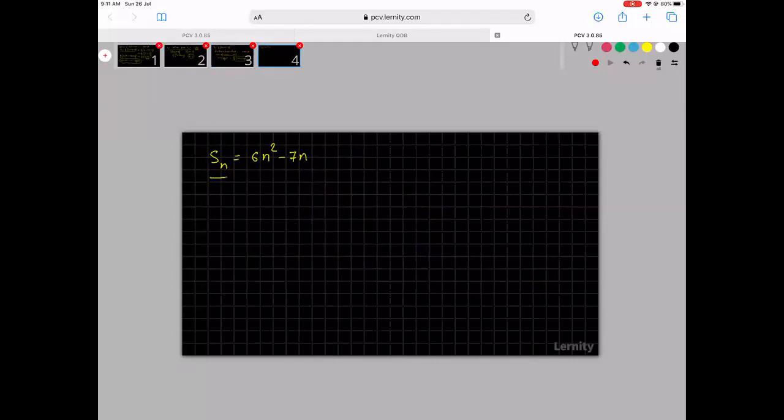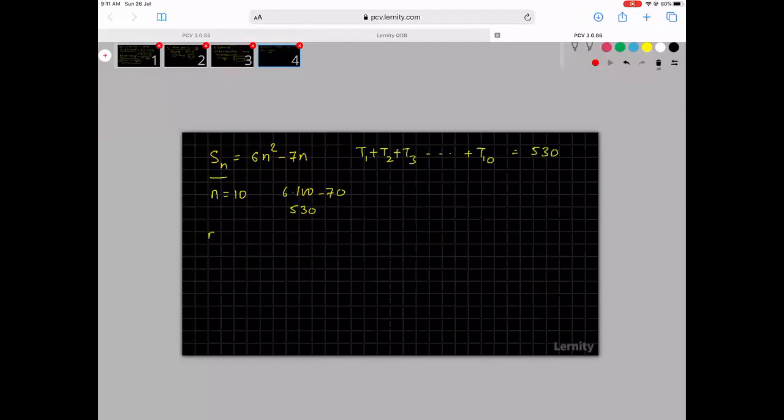Sn means the sum of n terms. So one way that I can proceed with it is this way. Suppose n is equal to 10. So if I say n is equal to 10, I have t1 plus t2 plus t3 all the way up to t10. How much will I get? I'll get 6 into 100 minus 70. So 600 minus 70 is 530. So this is equal to 530.